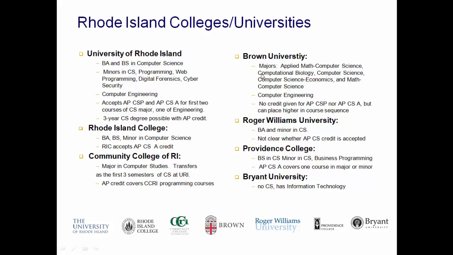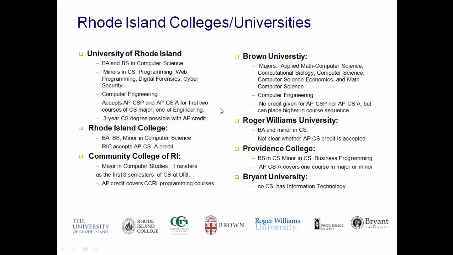Brown University has a major in computer science, and they focus on interdisciplinary computer science. So you can do a computer science major as an applied math major, or computer science in computational biology, or computer science in economics, or computer science in math. So Brown is set up to have very interesting interdisciplinary computer science majors. They also have an engineering school with computer engineering in it. Now, Brown doesn't give AP credit for having taken Computer Science Principles or Computer Science A in high school, but they will allow you to place out of intro courses and take other courses.